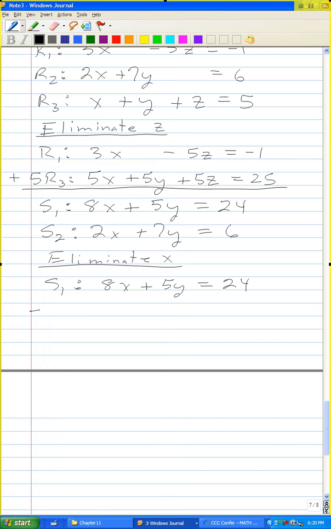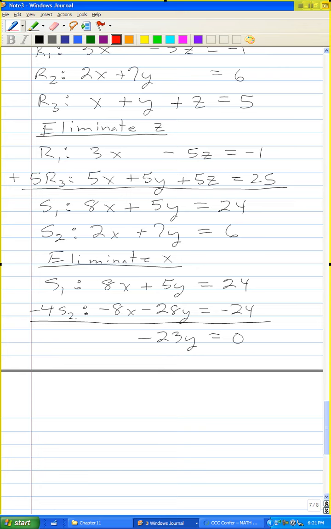Let's multiply S2 by negative 4. S2: negative 8x, negative 28y equals negative 24. Let's add, and so the x's cancel. I get negative 23y equals 0. Divide by negative 23.